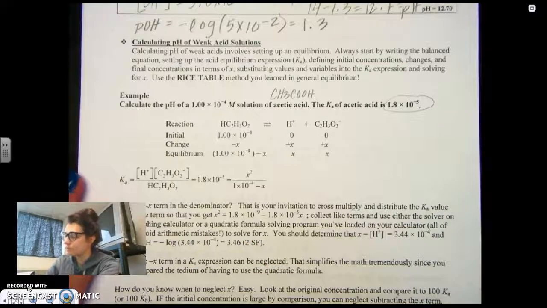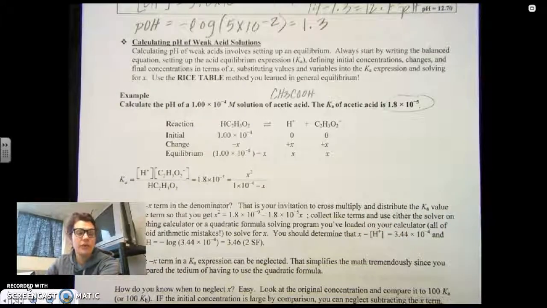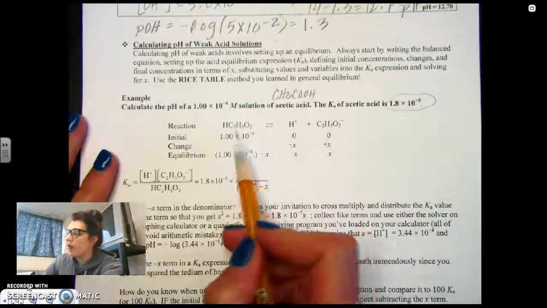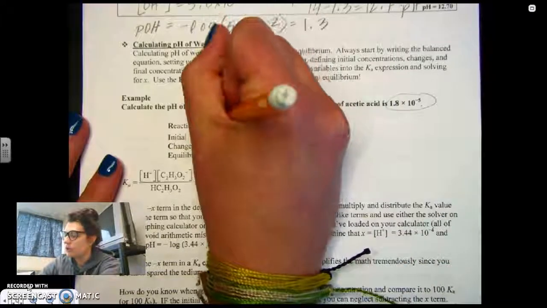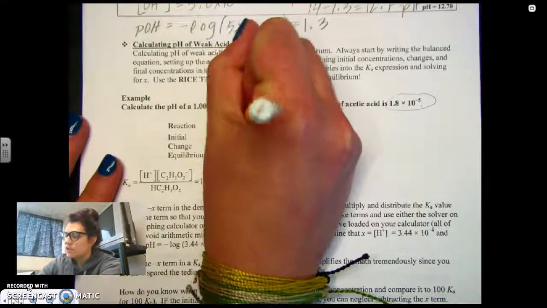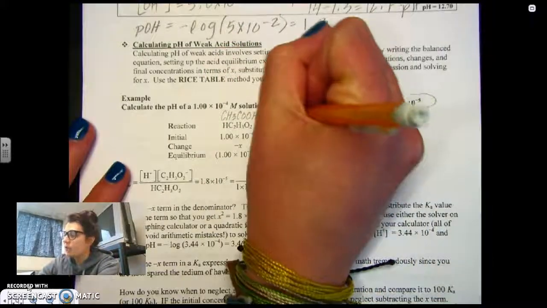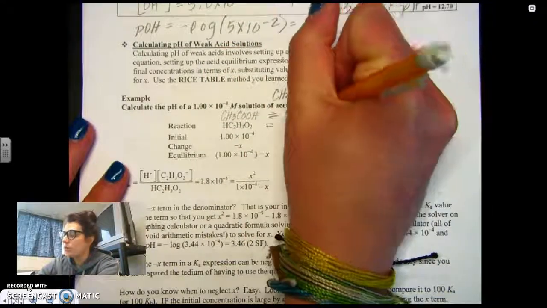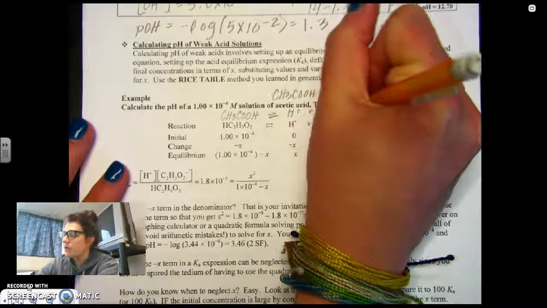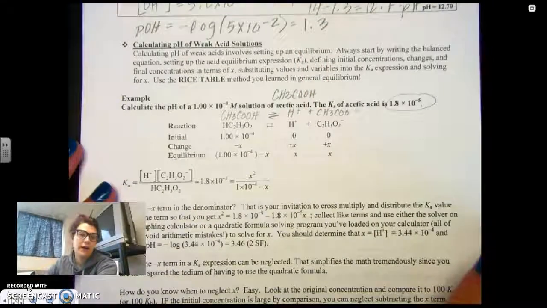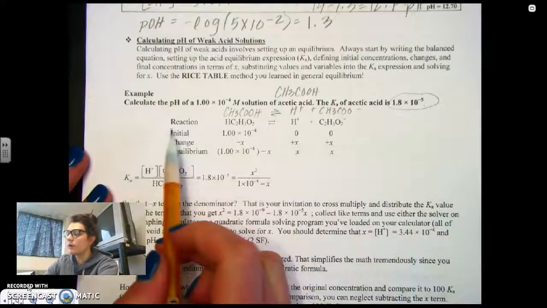Most of the time, Kas can be looked up in a table or a book, or you can search them on the internet. The first thing you have to do is start with a dissociation equation for the weak acid we're talking about. If it is a weak acid that only has one proton, then that proton will dissociate off, and what will be left is the anion. In this case, you have acetic acid, CH3COOH, which will be in equilibrium with the H plus and the CH3COO minus, which is the acetate ion.